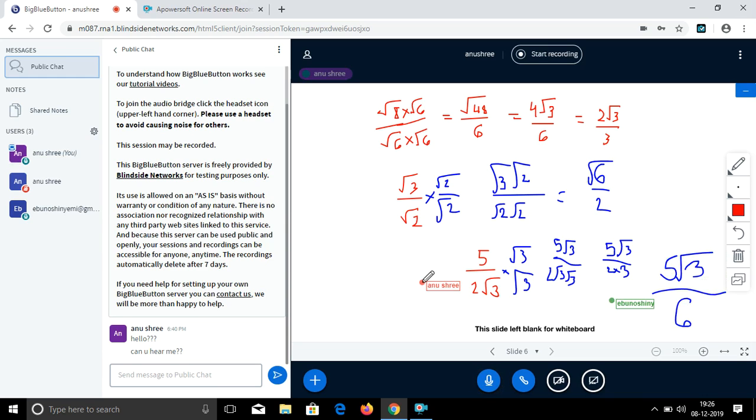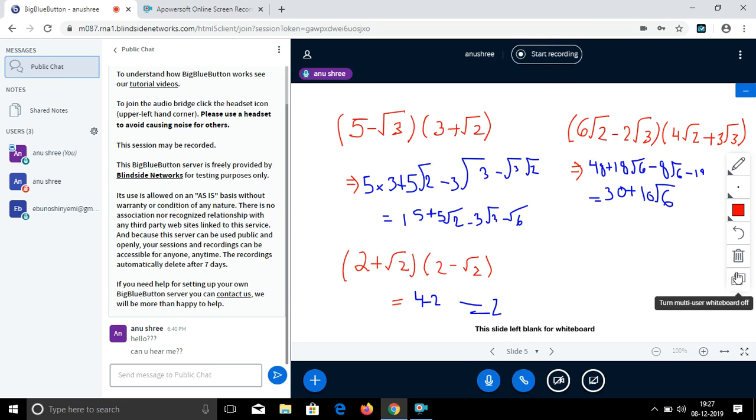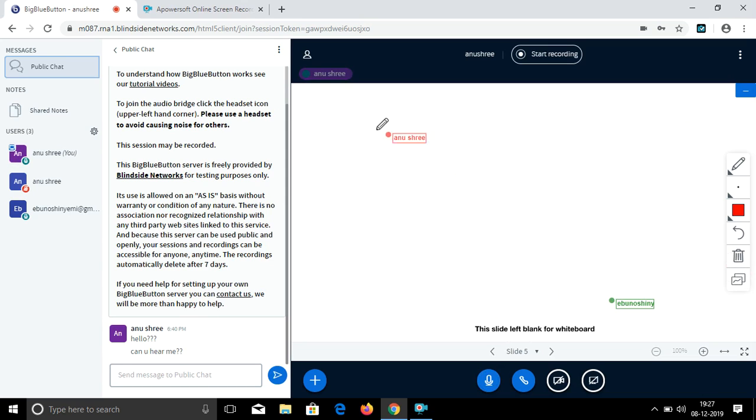Now, if the denominator has surds like this, 3 divided by 2 plus root 3. In the previous examples, we were multiplying and dividing by whatever was in the denominator. Like 2 divided by root 6, we multiply and divide by root 6. But here, if we multiply and divide by 2 plus root 3, it's still not going to remove the root number from the denominator.